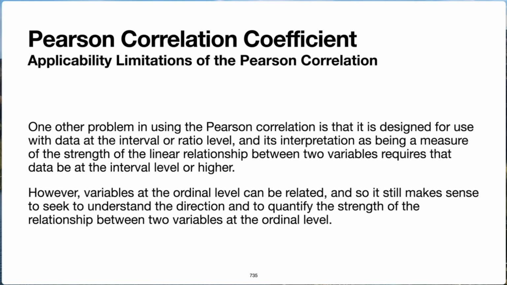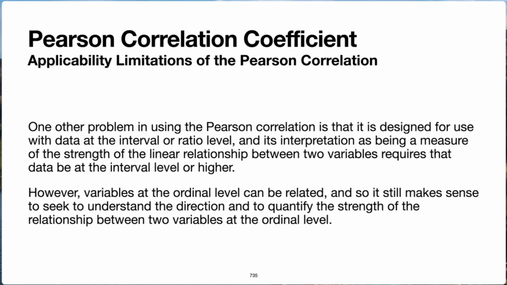Those are the 2 highest levels, and those are the levels for which the Pearson correlation coefficient is defined and for which it has meaning. And the meaning is very specific, as we've indicated. The interpretation of the Pearson correlation is that it is measuring the strength of the linear relationship between 2 variables. And in order for the Pearson correlation to have that interpretation, the 2 variables have to be at either the interval or the ratio level. You can have both at the interval level, you can have both at the ratio level, or you can have one at the interval and one at the ratio level.